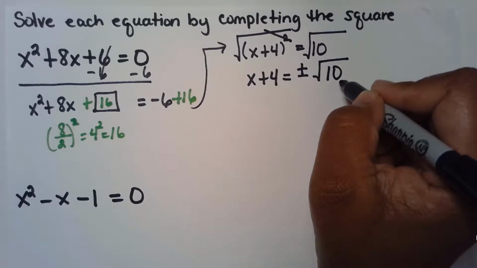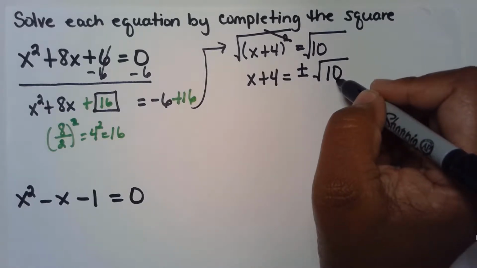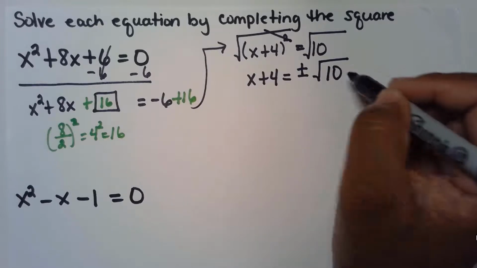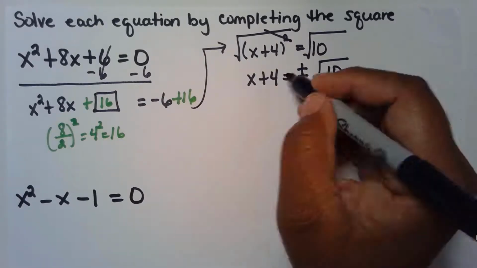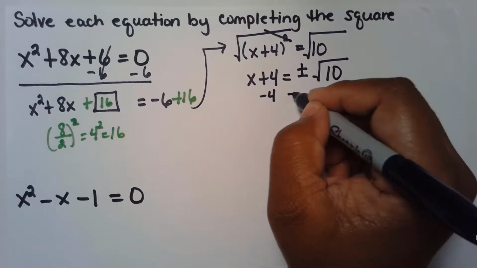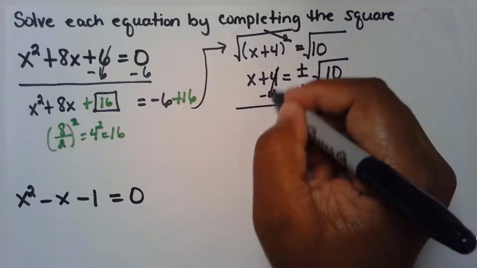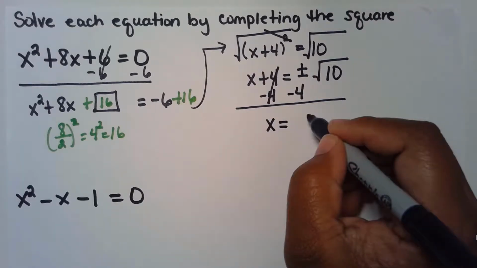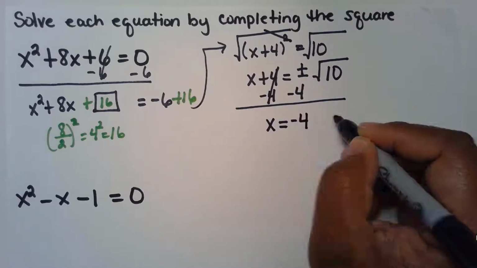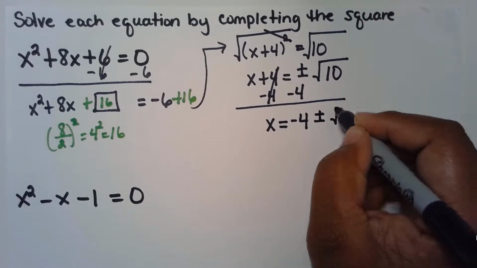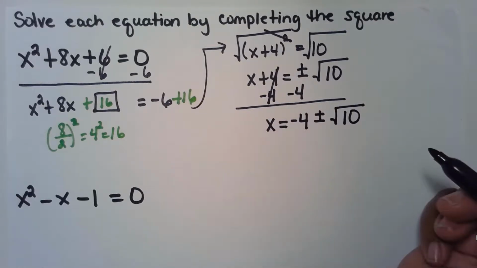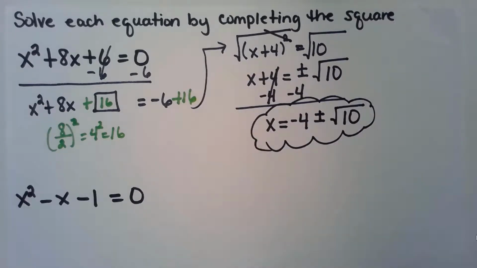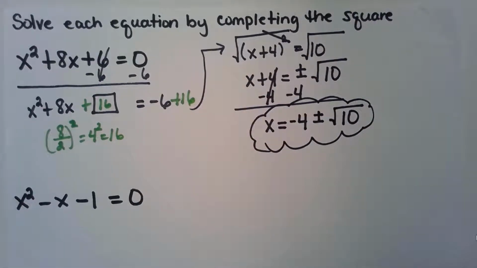Taking the square root of 10, we have factors of 1 and 10, 2 and 5. There are no perfect square factors, so the 10 will stay under the radical sign. But lastly, we want to solve for x, so we're going to subtract 4 from both sides, and we have x is equal to negative 4 plus or minus the square root of 10. And that is our solution.